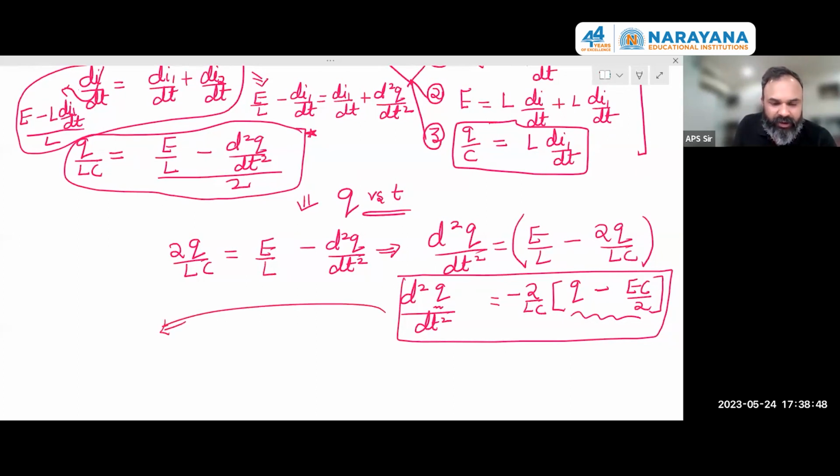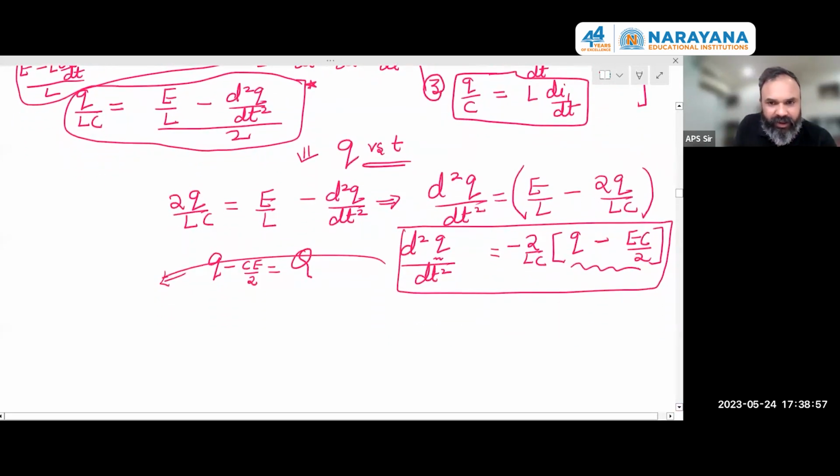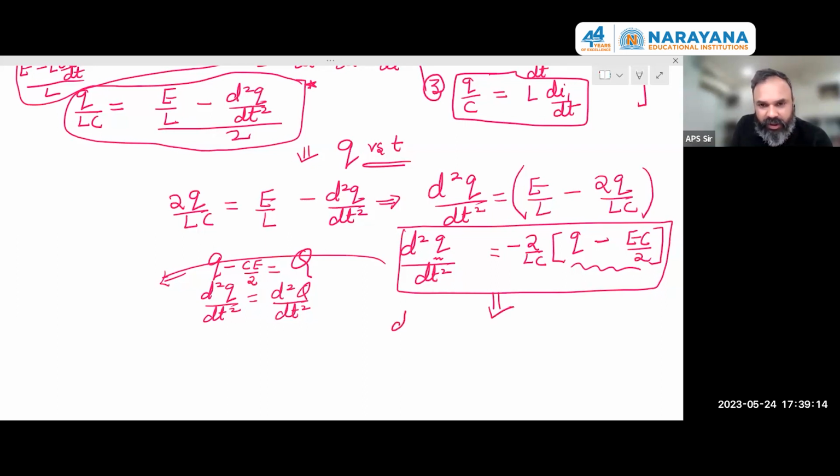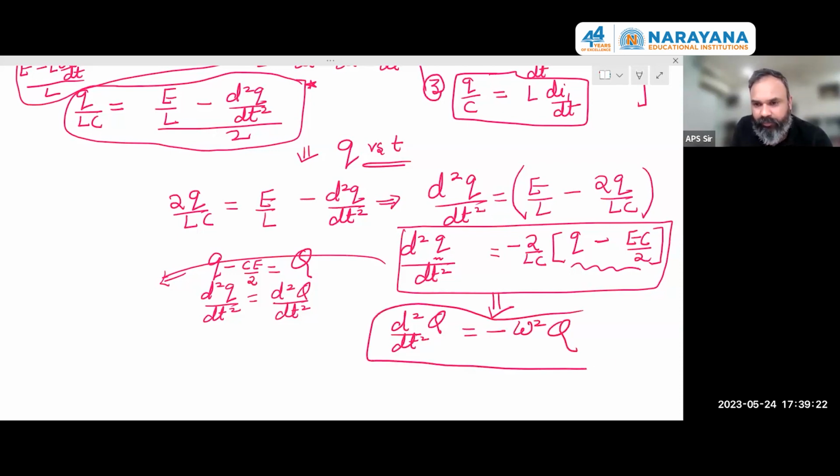If you take q minus CE by 2 as a new variable, let's say capital Q, the second derivative of q, d2q by dt2, and the second derivative of capital Q, d2Q by dt2, will be the same. The derivative of the constant will become 0. So basically, this equation converts into d2Q by dt2 is equal to minus omega square Q. Now we are ready with our solution, because omega here becomes root of 2 by LC.